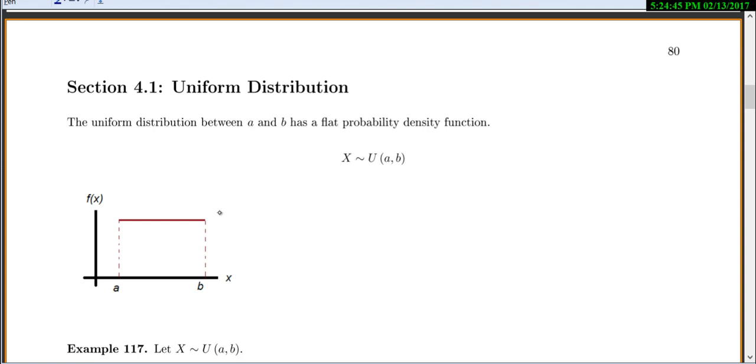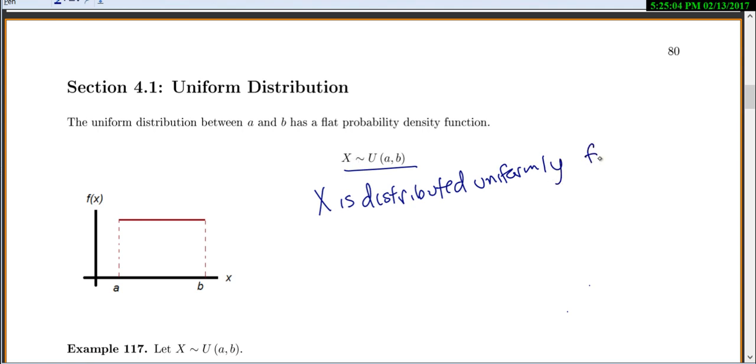Different books have different notations, but ours will use this notation. It says X is distributed uniformly from A to B. Remember, that little curved thing means distributed.